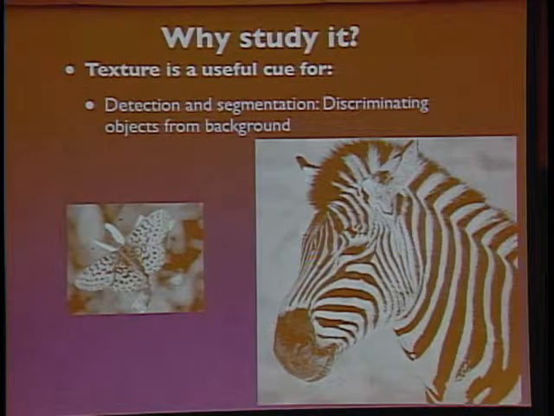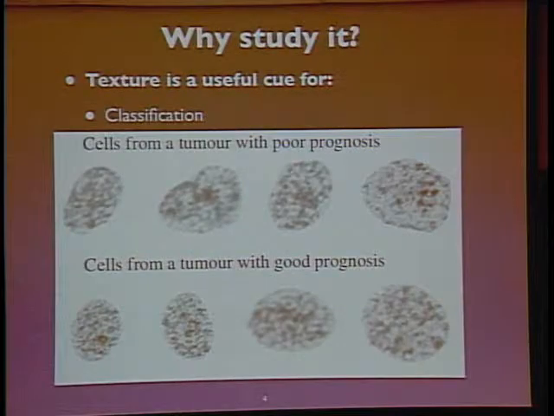And textures, in this sense, are all over the natural world as useful cues. In a very practical sense, especially in medicine, texture can be a useful cue for detecting things like diseases or different types of tissues or entities of interest from medical images.